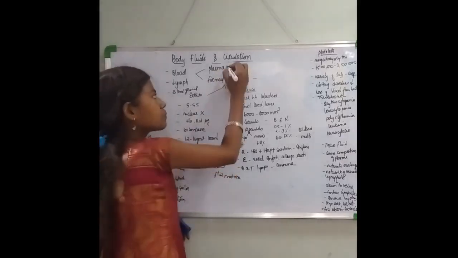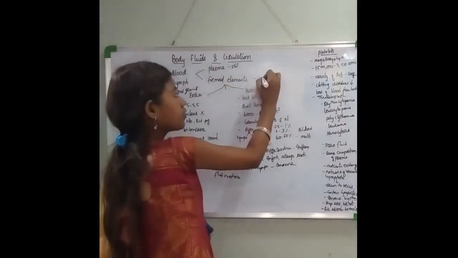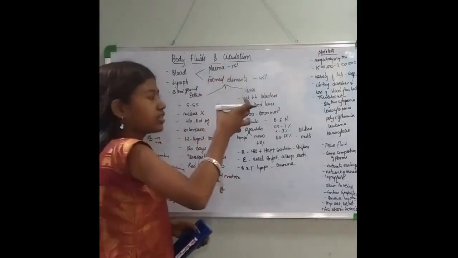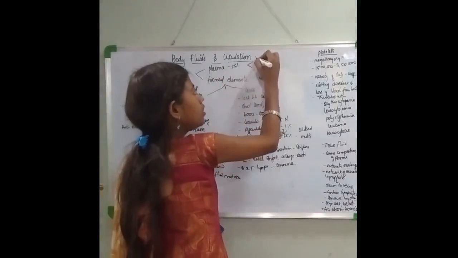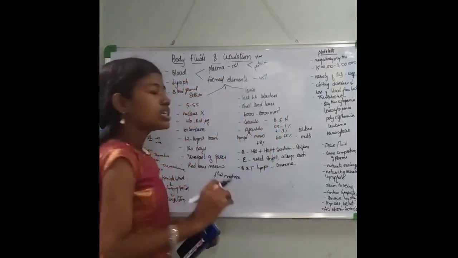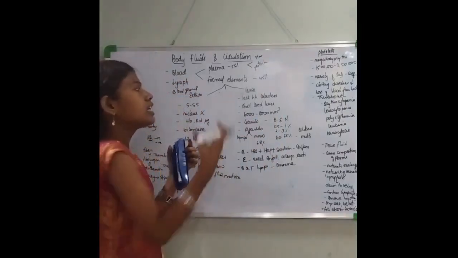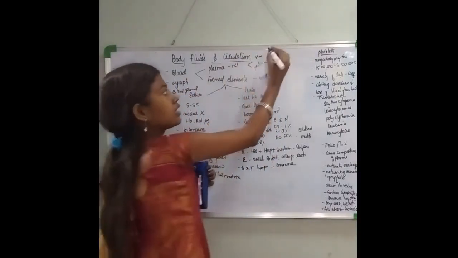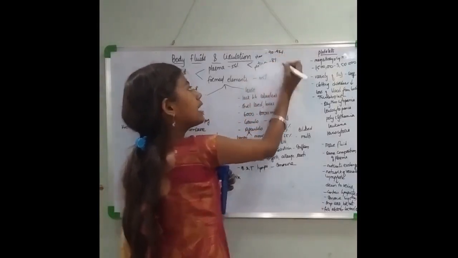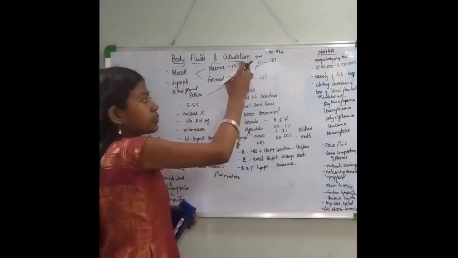Now the plasma is 55% and the formed elements are 45%. The plasma, which makes up 55% of the blood, is again made up of water and certain proteins. Water is about 90 to 92% and proteins are about 8%.